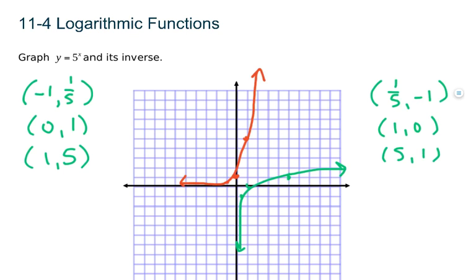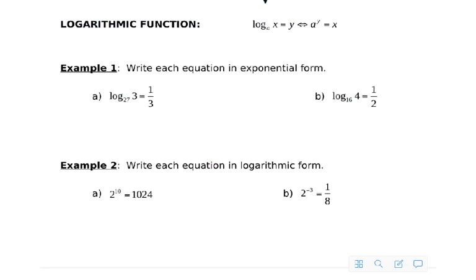The green graph is called the graph of a log. And the log, and we'll talk about where these numbers come from in a minute, is going to be log base 5 of x equals y. By definition, to convert between exponential form and log form, we will use this definition at the top of the page. This side is called exponential form.